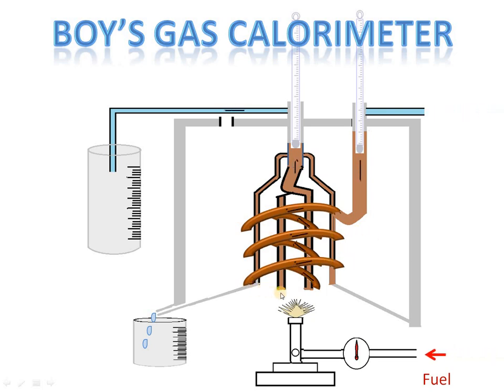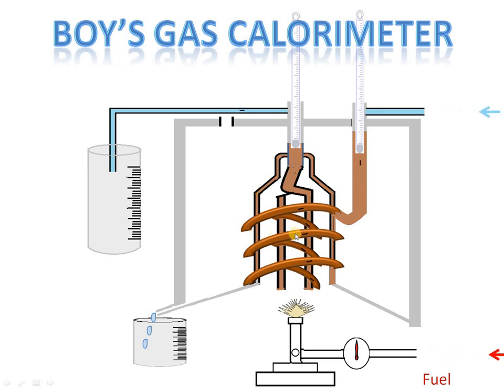From the bottom of the combustion chamber it will enter into the inner coil, and through this inner coil it will travel upward. So through this inner coil it will travel upward, and from here it will be given out. So at this junction it will be given out through the system.